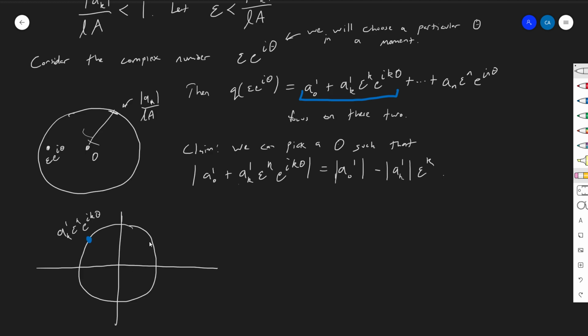A sub k prime, let's just say that's like, wait, a sub 0 prime, excuse me. Let's say a sub 0 prime is like right here. Actually, I think I made the circle too big. Let's say it's like right here.